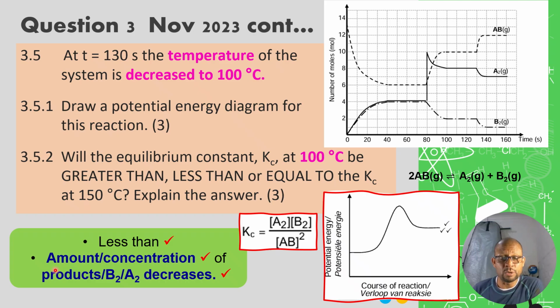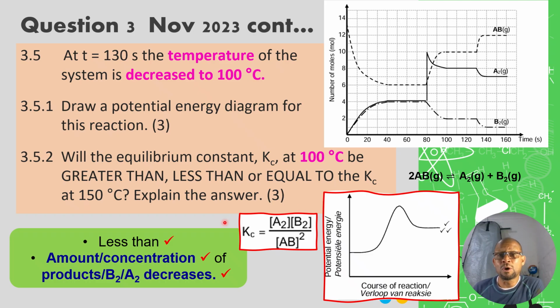And our reason or explanation: the amount or the concentration of the products decreased. Okay, as I explained, the concentration of B squared and the concentration of A squared decreased, and the products have, and the reactants have increased. So if the reactants increase, if my denominator increases, then Kc will decrease. Or you could say that my products have decreased, and therefore Kc will also decrease. So know the relationship between your reactants and Kc and your products and Kc.